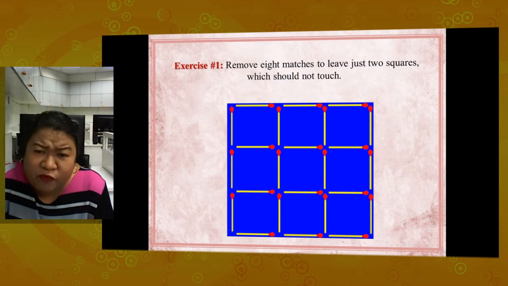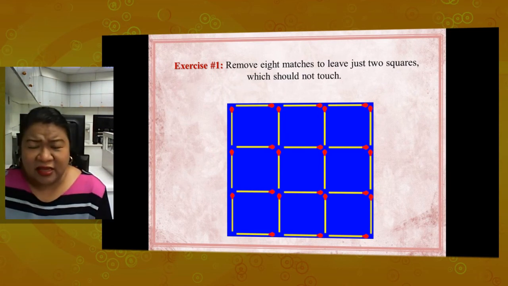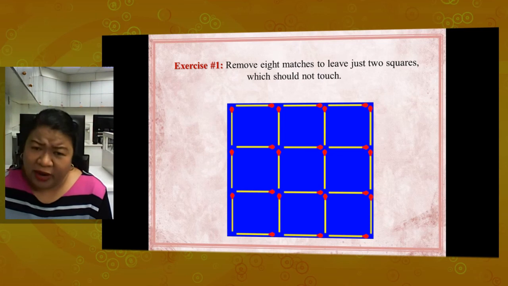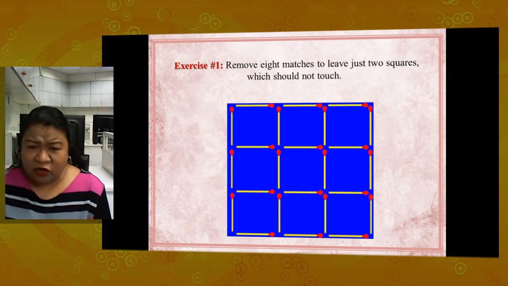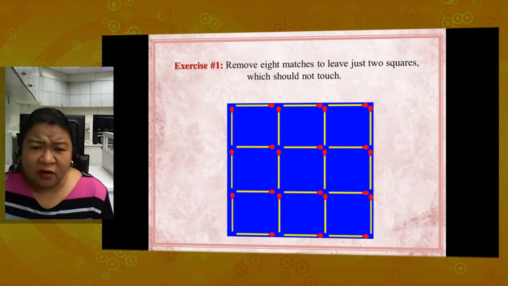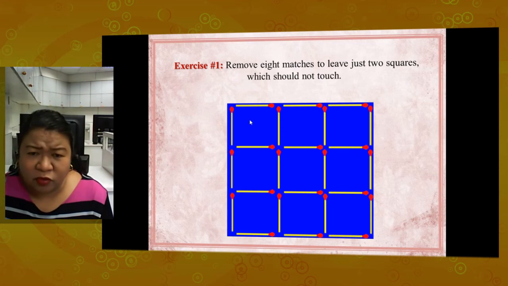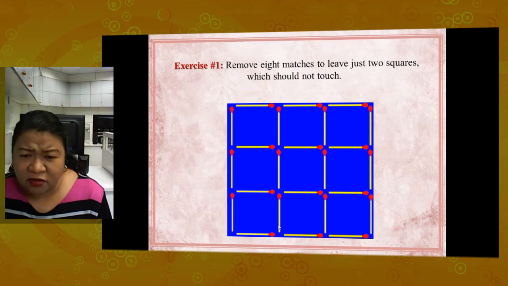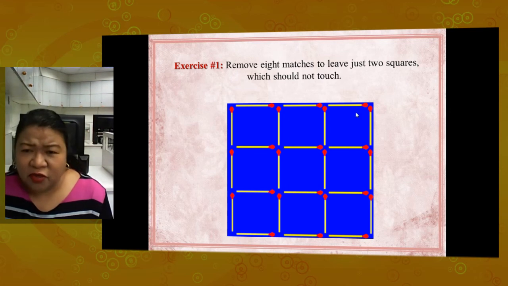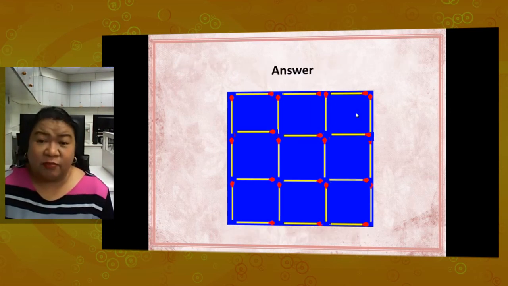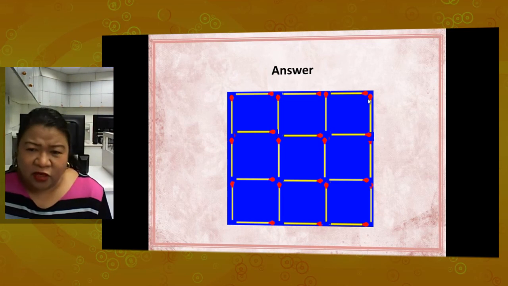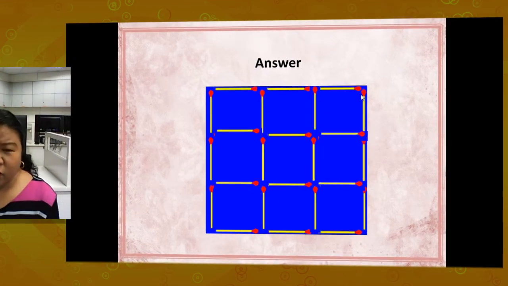How can you just remove 8 and just have 2 squares remaining when there are so many squares? No? Maybe if I remove 1, 2, 3, 4, 5, 6, 7, 8. Oh my gosh, there are still others. No? So how will you do that? So let me show you. Okay? So how will 2 squares remain?